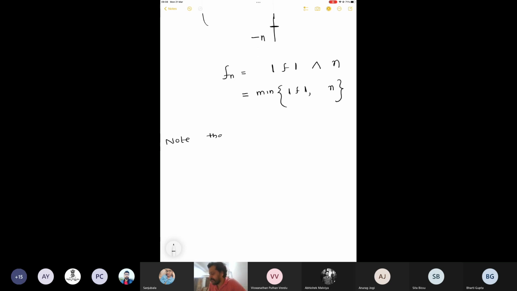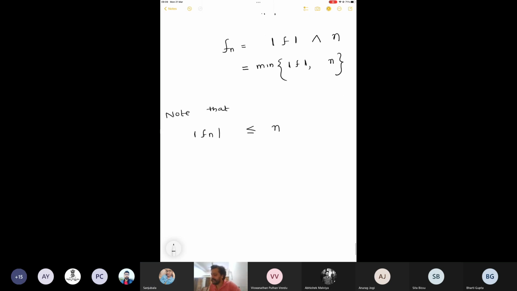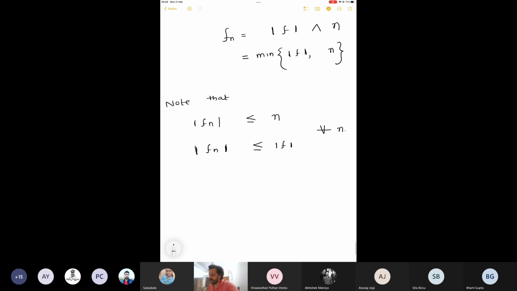Note that modulus of fn is less than or equal to n. Do you agree? For that only I wrote it as minimum of mod f and n. Once you identify it as minimum, it is easy. Similarly, modulus of fn is less than or equal to mod f for all n. By the very definition, this follows.